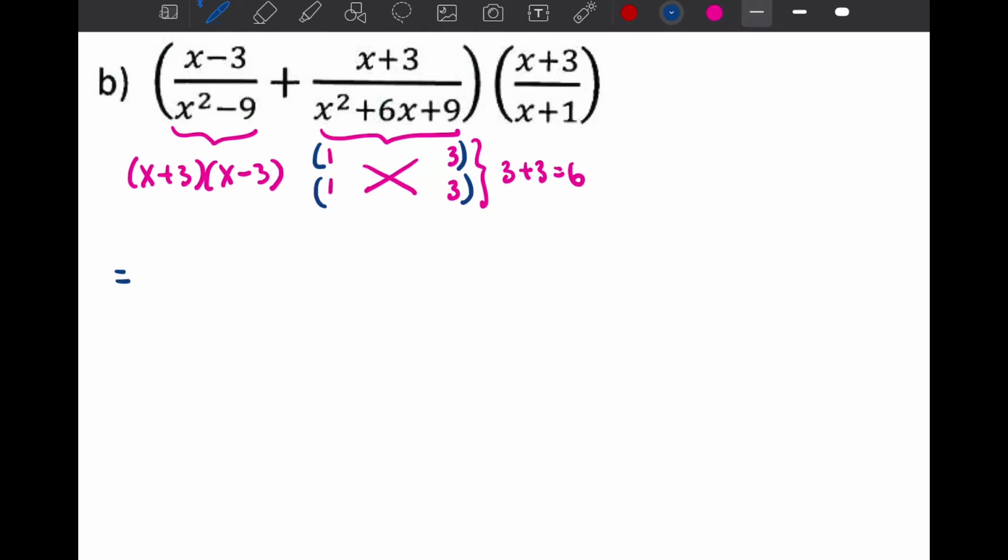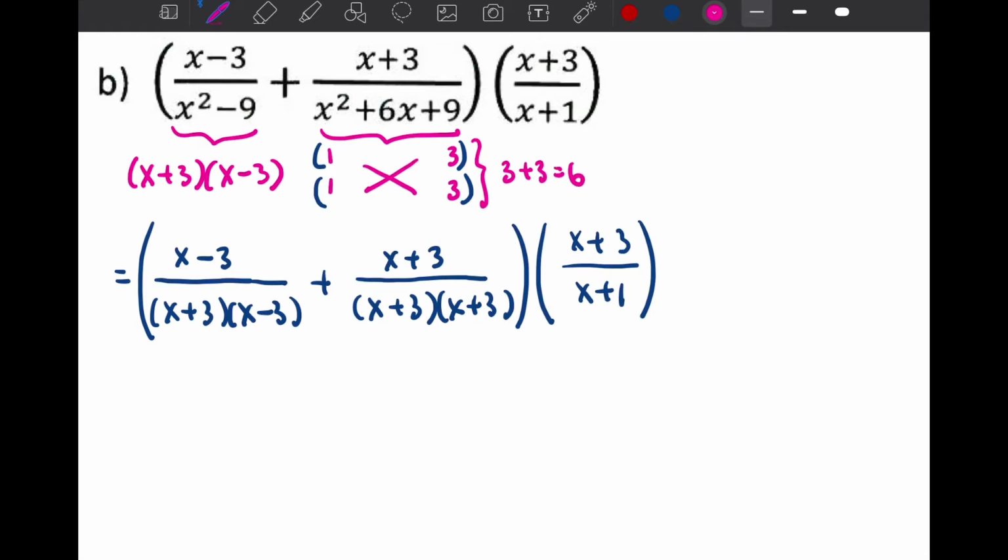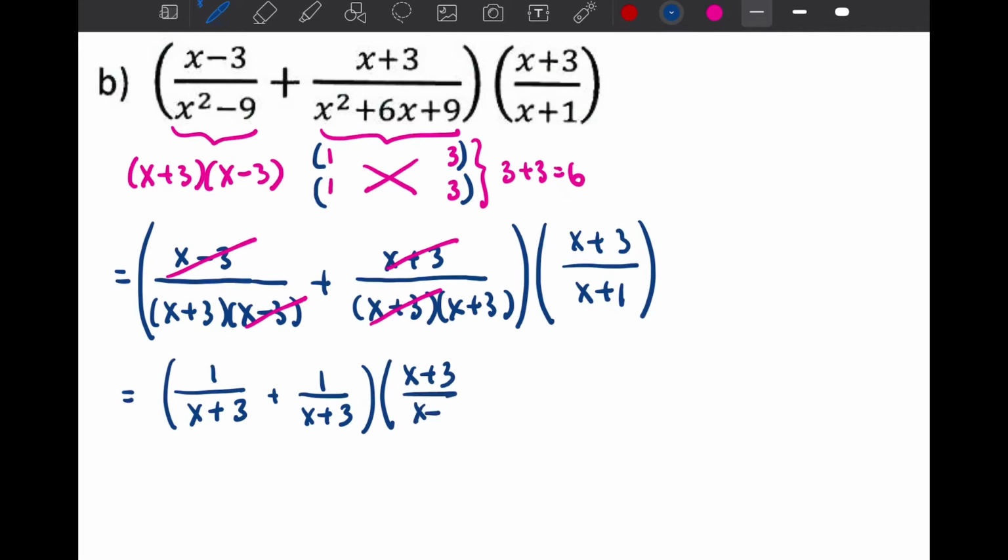The original expression becomes x minus 3 all over x plus 3 times x minus 3 plus x plus 3 all over x plus 3 times x plus 3 all inside the bracket, and there's a second term to multiply. Let's cancel out common factors, this one. So we are left with 1 over x plus 3 plus 1 over x plus 3 inside the bracket, and we're multiplying by the second term.